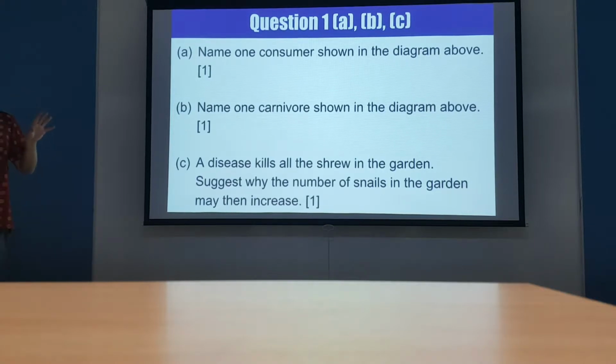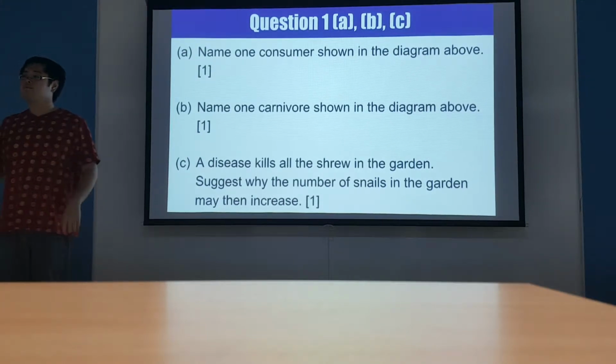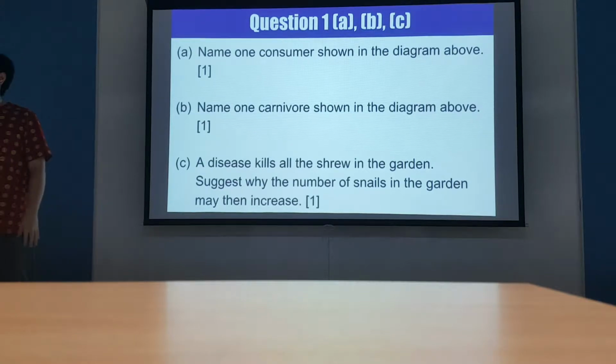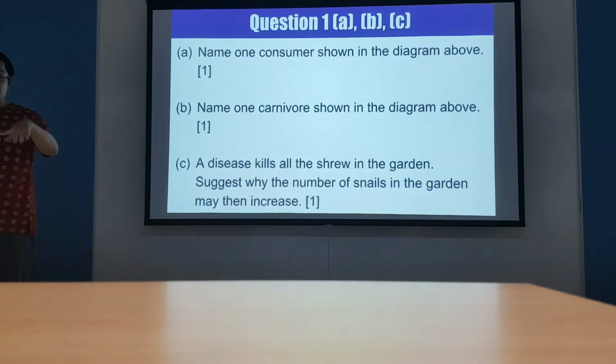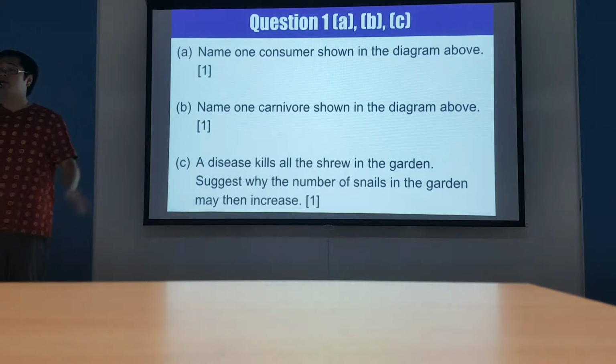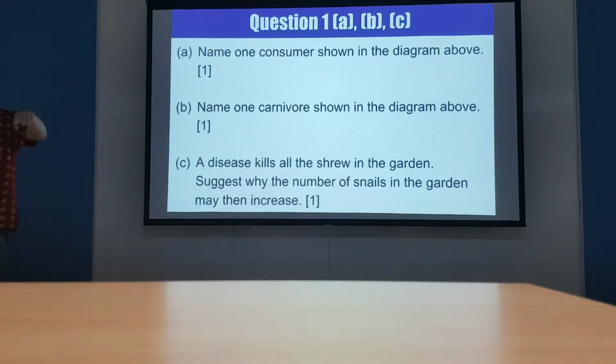Name one consumer shown in the diagram above. Now, you have to go back and think, what is a consumer? Can someone tell me what a consumer is? An animal that doesn't produce its own food. Okay. What's the other definition? It's the thing that eats the other. It consumes and also eats another organism. So which one is a consumer from your food chain? The snail and the shrew.